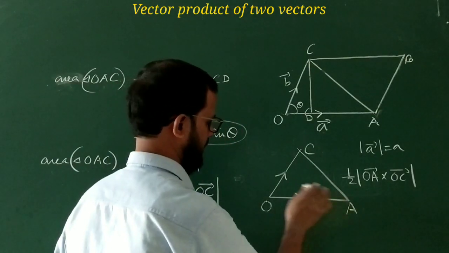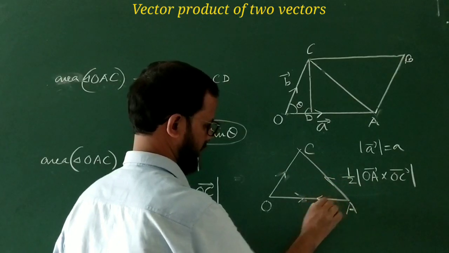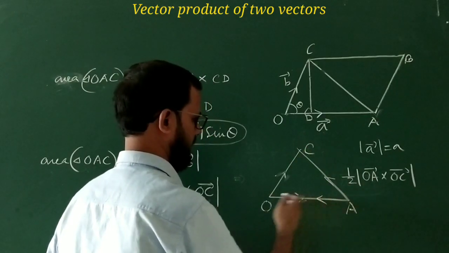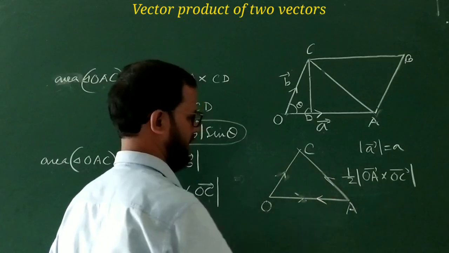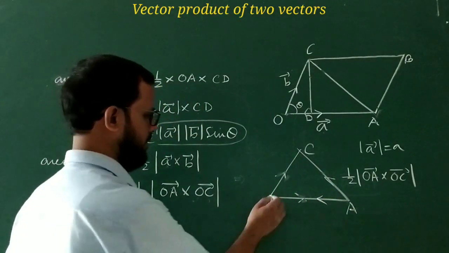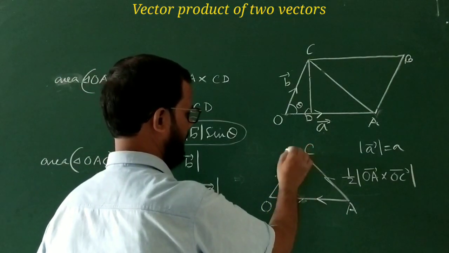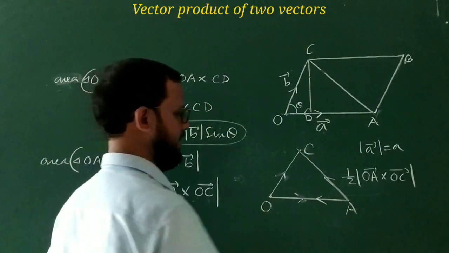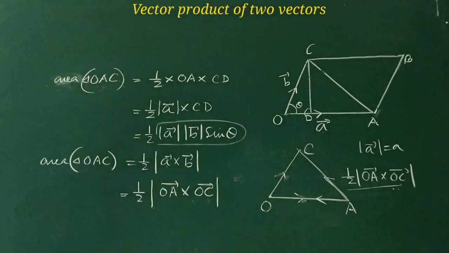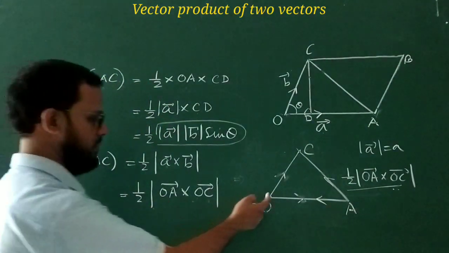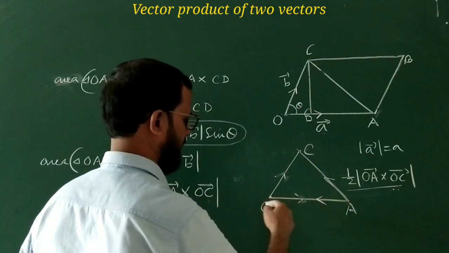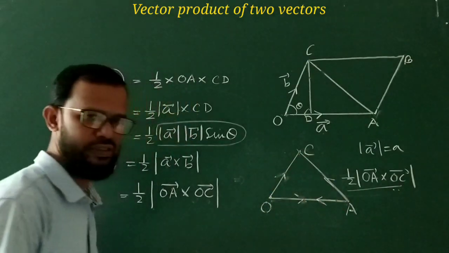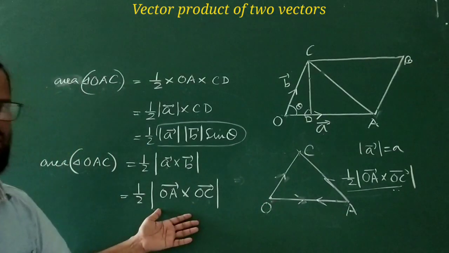And if you consider this point, you can take the vector in this direction. Then the formula for the area of the triangle will be half into SC vector cross AO vector, or AO vector cross SC vector. So in this way you can take any one point. If you consider this point, then your area will be half into CO vector cross CA vector. Basically we will take it like this. This is the area of the triangle. So questions will be on this concept, where the vertices of a triangle will be given, and from the vertices you find the side vectors, and finally you apply this to get the area of the triangle.